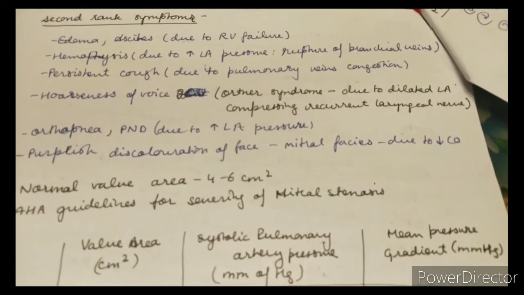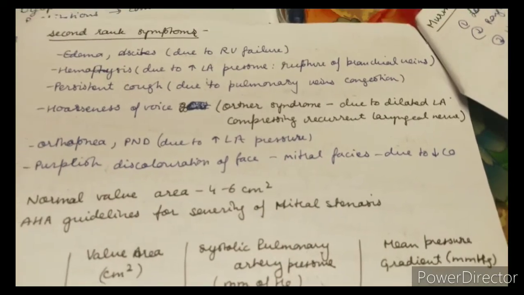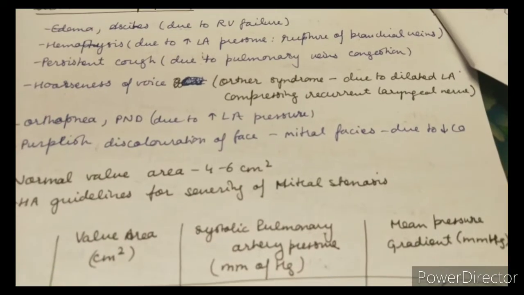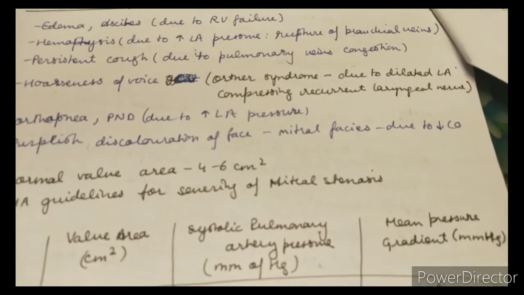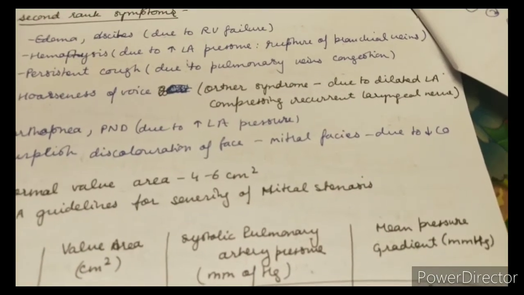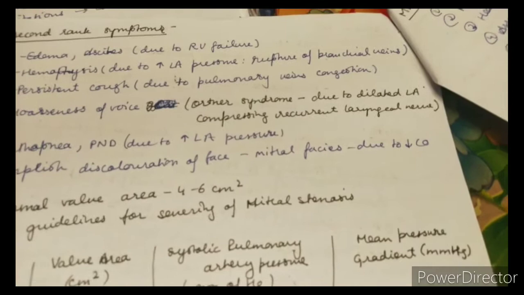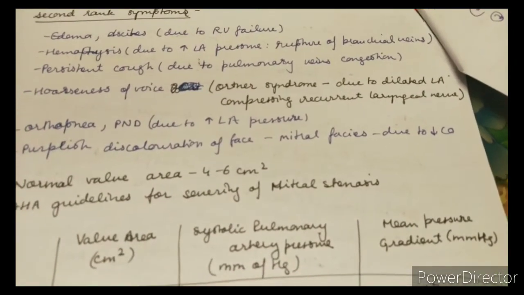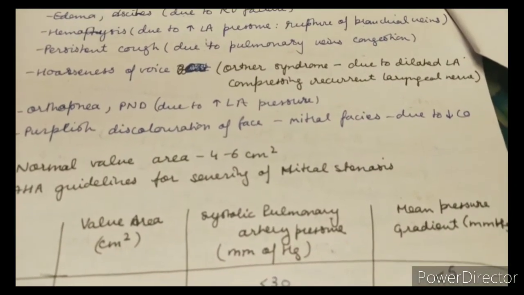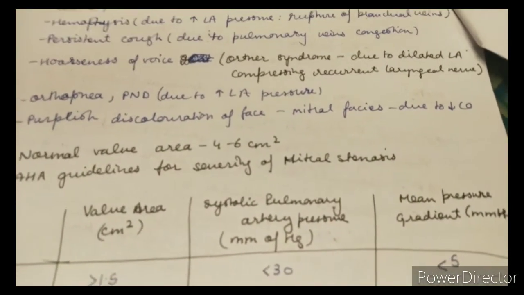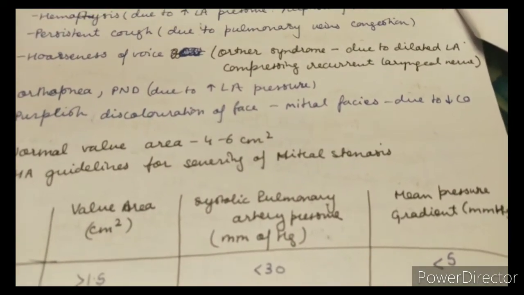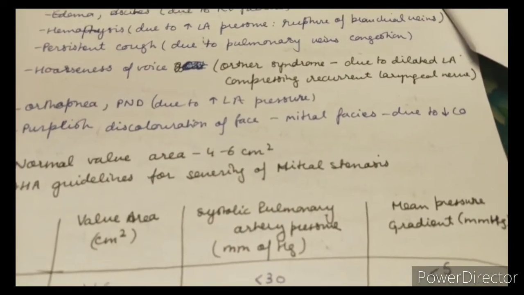Then hemoptysis occurs because of the increased LA pressure that leads to the rupture of the bronchial veins. Then there is persistent cough due to pulmonary venous congestion. Hoarseness of voice can be seen because of the dilated LA that will compress the recurrent laryngeal nerve passing over it, and that will lead to hoarseness of voice. This is known as Ortner syndrome. And otherwise you can also get the orthopnea, paroxysmal nocturnal dyspnea, and this is all due to increased LA pressure. You will also get a characteristic finding, that is purplish discoloration of the face, that is mitral facies, which is due to decreased cardiac output.